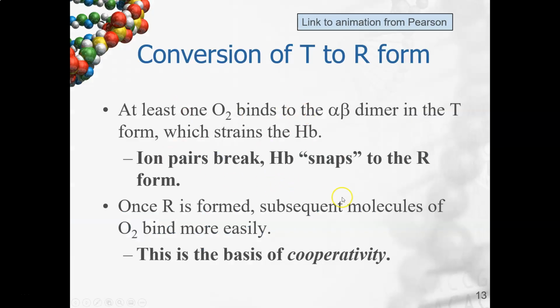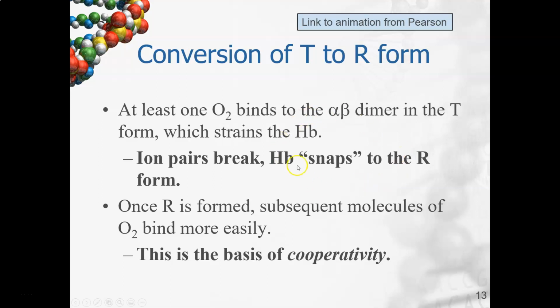So how do we go from the T to the R form? What happens is one oxygen has to be able to bind to the T form. And it's difficult for that to happen because remember the iron is pulled out of the plane of the ring. So one oxygen has to manage to do that anyway. And when that happens, that strains the molecule, breaks the ion pairs, and there is a complete conversion where hemoglobin snaps from the T form to the R form.